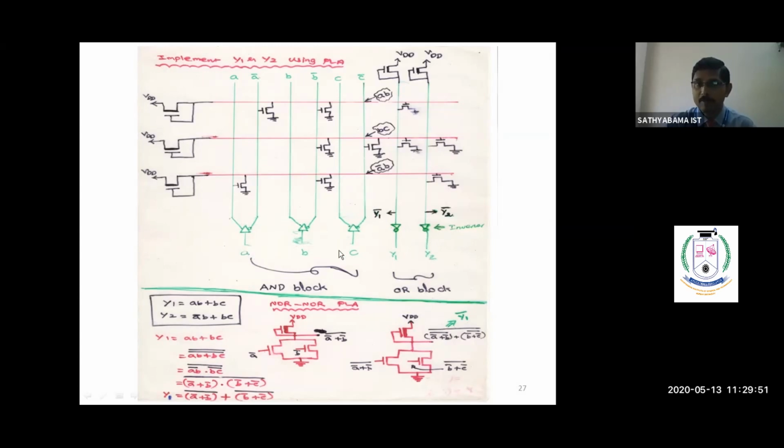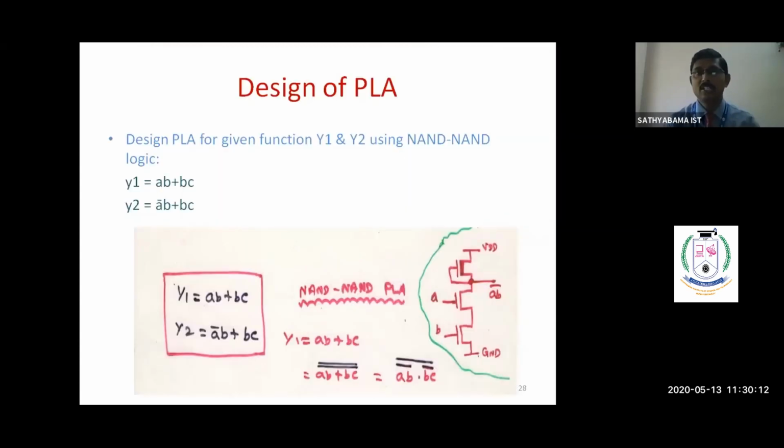Therefore, the inputs are ABC, the outputs are Y1 and Y2. The number of product functions is 3. Therefore, we have 3 horizontal lines. So this is the complete implementation of the given functions Y1 and Y2 by using the NOR logic. In the same way, the given function can be designed by using NAND logic also.